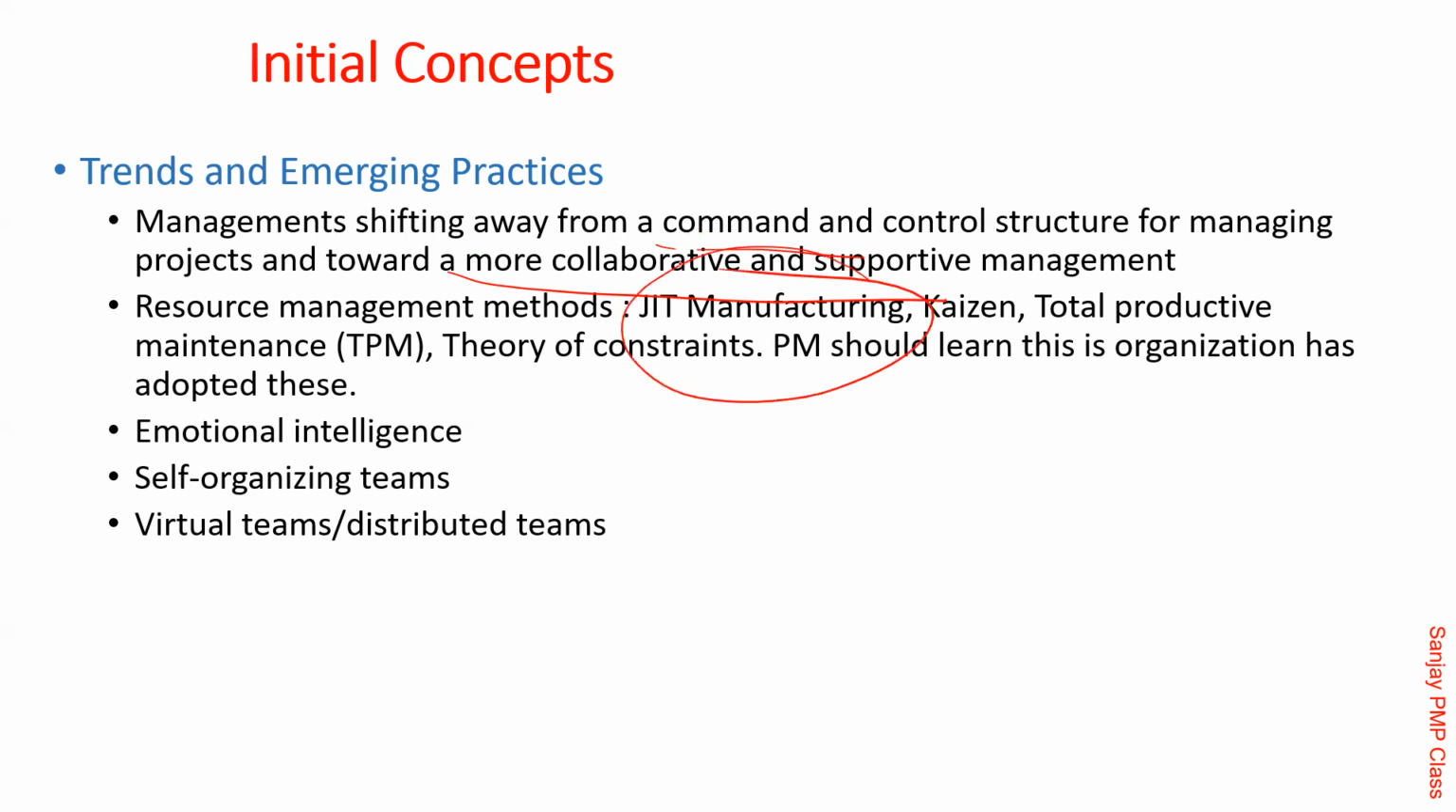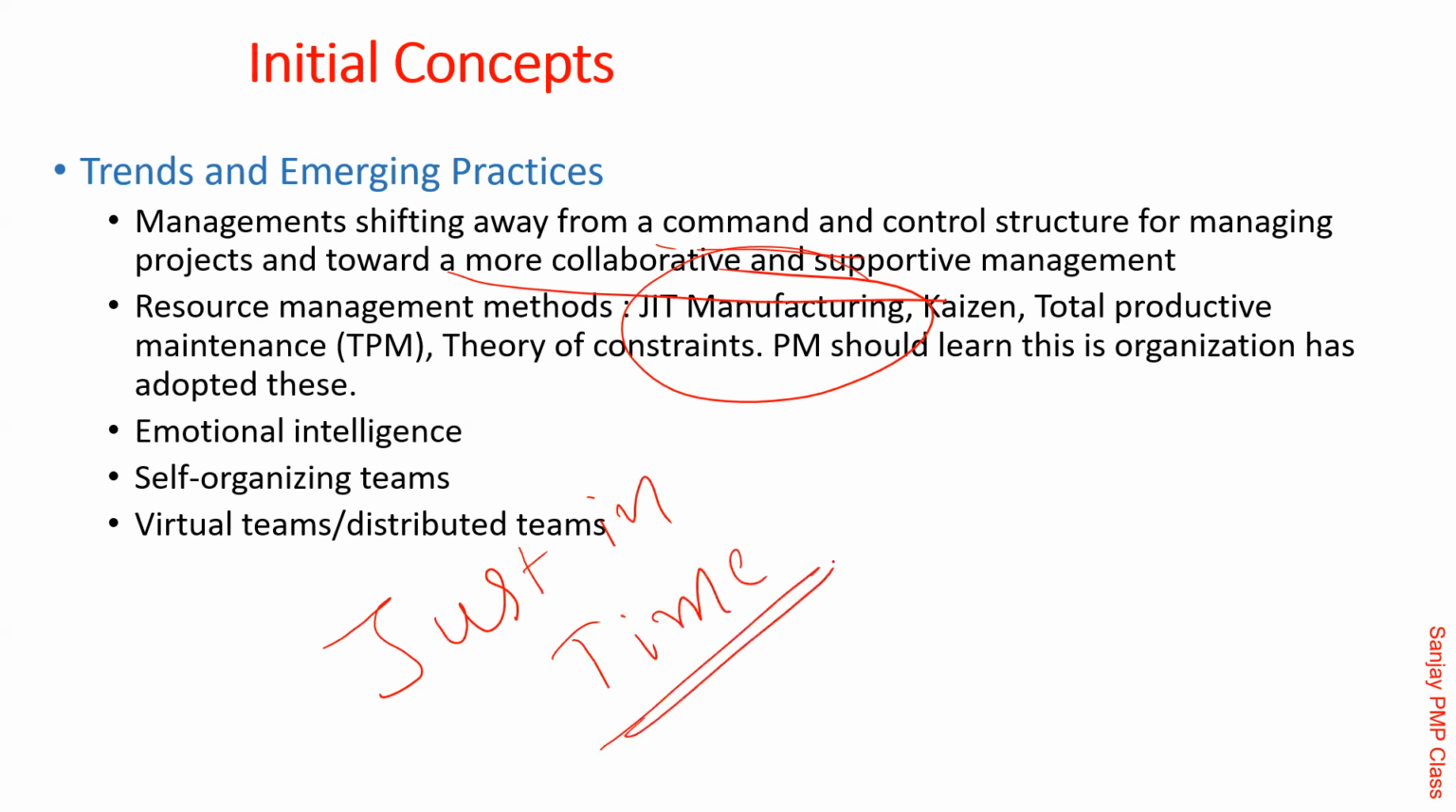There is something called JIT manufacturing. JIT is a short form of just in time. They say that resources should be made available just at the time when they are required. If you bring them on board before time, you would be bearing their cost, because till the time they are on the bench, till the time you are not utilizing them, the cost will keep on getting incurred. Why are you wasting that?